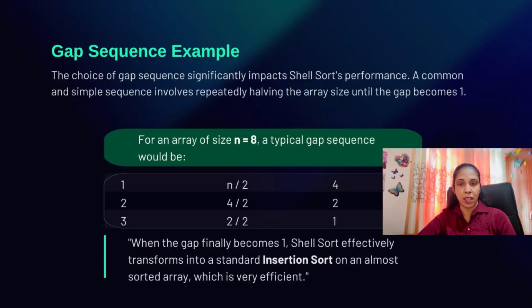Then, gap sequence. For an array of size 8, the gap sequence would be: first gap 8 divided by 2, which is 4, then 4 divided by 2, which is 2, then 2 divided by 2 is equal to 1. When the gap becomes 1, the algorithm behaves like an insertion sort.